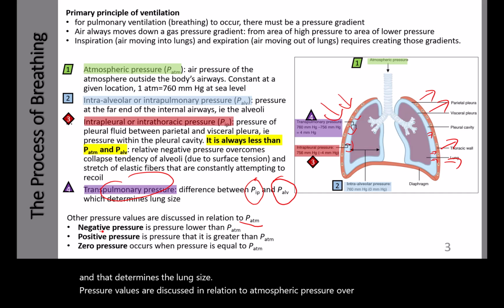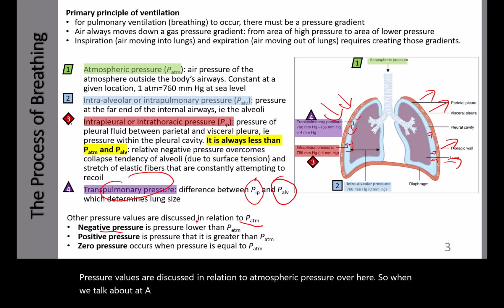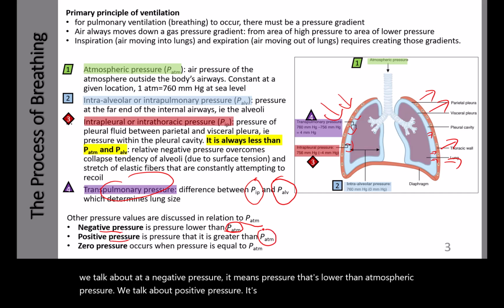So when we talk about a negative pressure, it means pressure that's lower than atmospheric pressure. When we talk about positive pressure, it's pressure that's greater than atmospheric pressure. When we talk about zero pressure, it's pressure that's equal to atmospheric pressure.